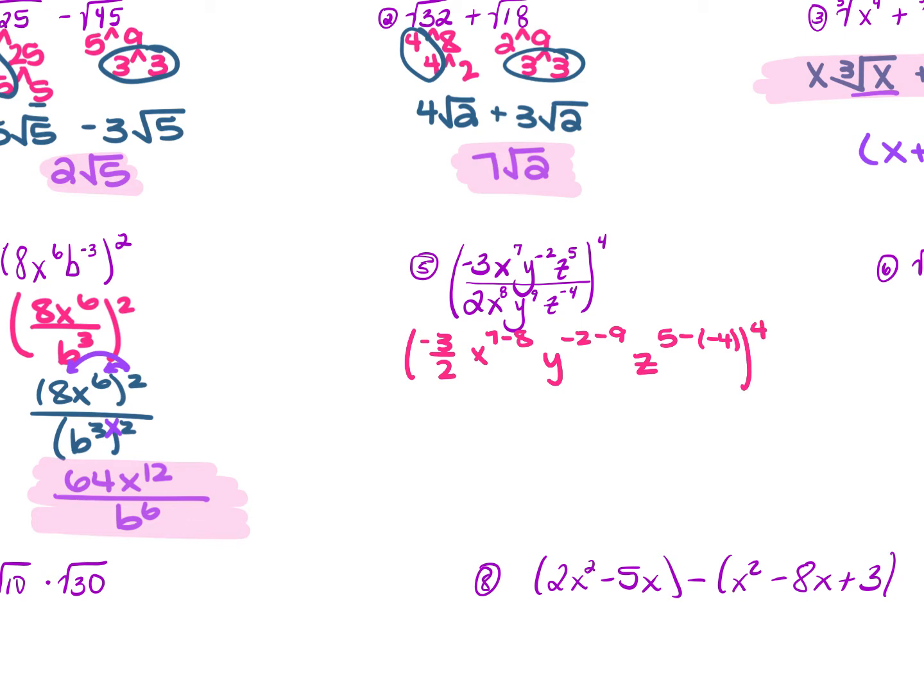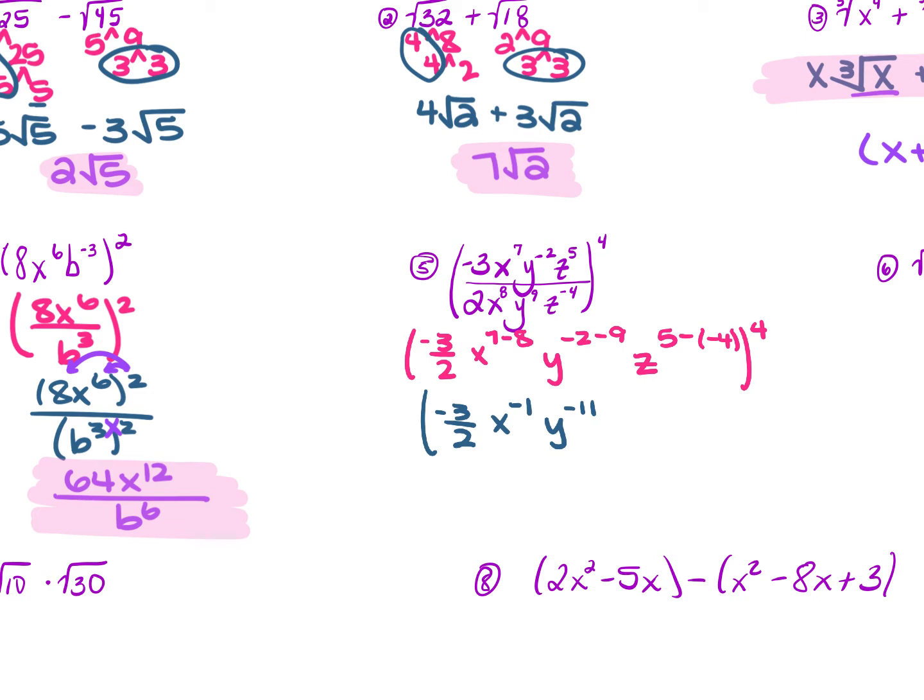So working with the x value, you have the power of 7 minus 8. 7 minus 8 gives us negative 1. So that's going to be negative 3 over 2 times x to the power of negative 1. The y to the negative 2nd minus the 9th. Negative 2 minus 9 gives us negative 11. So that's going to be y to the negative 11th.